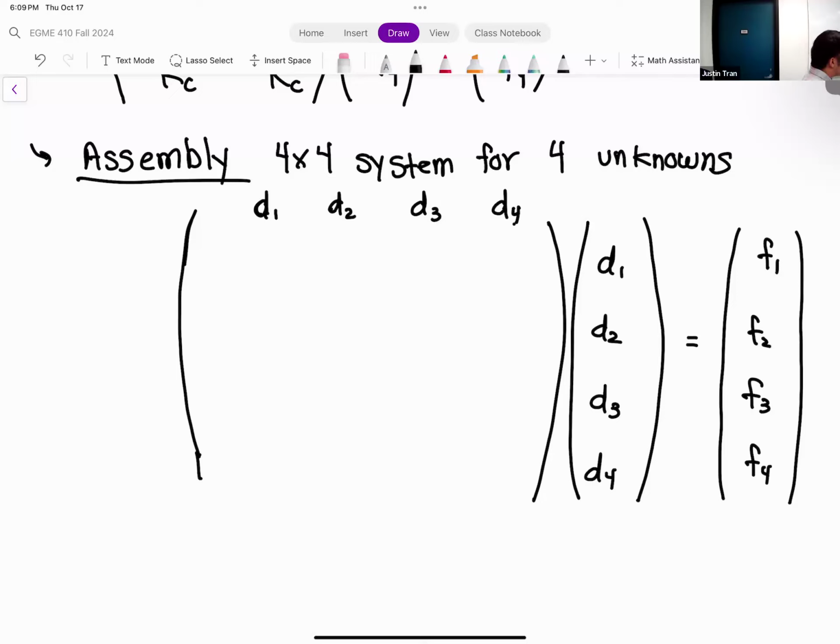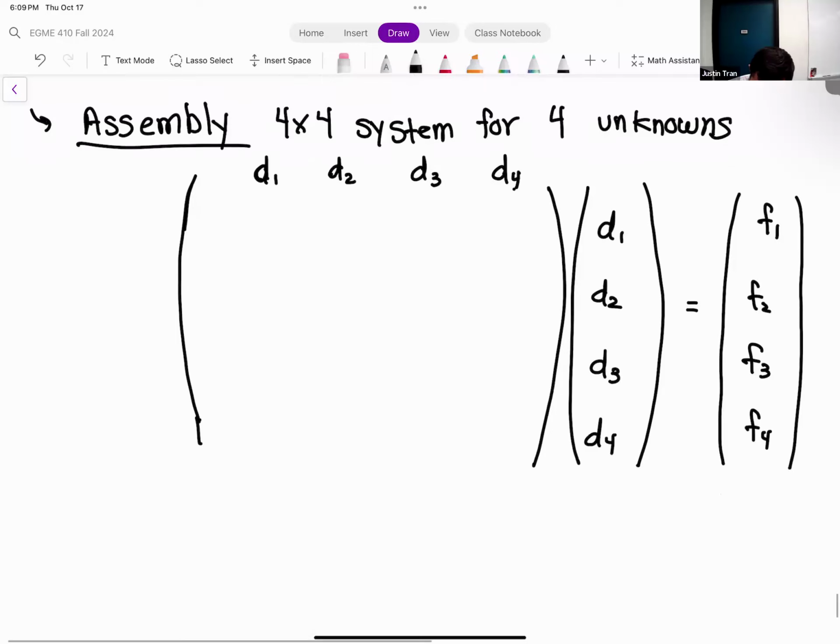So this matrix system here represents a system of 4 linear equations and 4 unknowns. What we need to do is take our results from the first step, take all of our element stiffness matrices, and insert or slot them into the right locations on this matrix. We're going to go one element at a time and make sure that we put them in the right places. So let's start with element A.